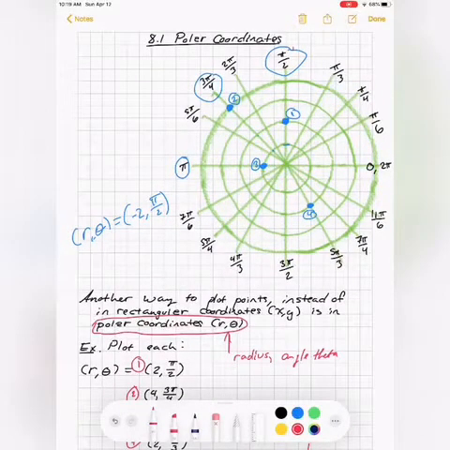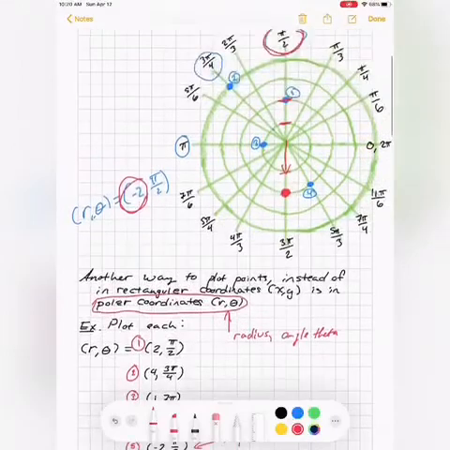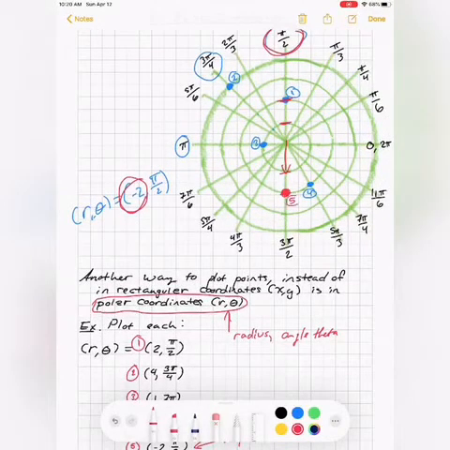So I find the angle, pi over 2, but then because the radius is negative, instead of going 2 units towards pi over 2, I'm going to go the opposite direction. So 2 units this direction. Here's my point number 5. One more time, how did I do that one? I found the angle pi over 2, that's up here, but then I went 2 units away from that angle. So instead of going 2 units up, I went 2 units down.